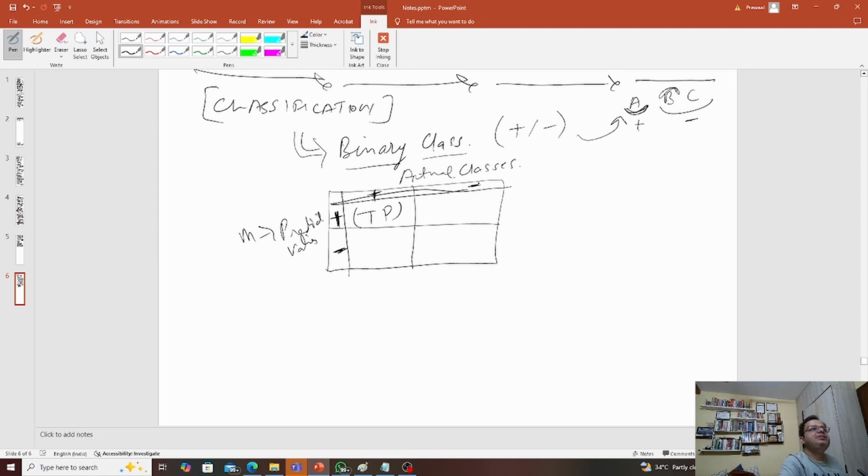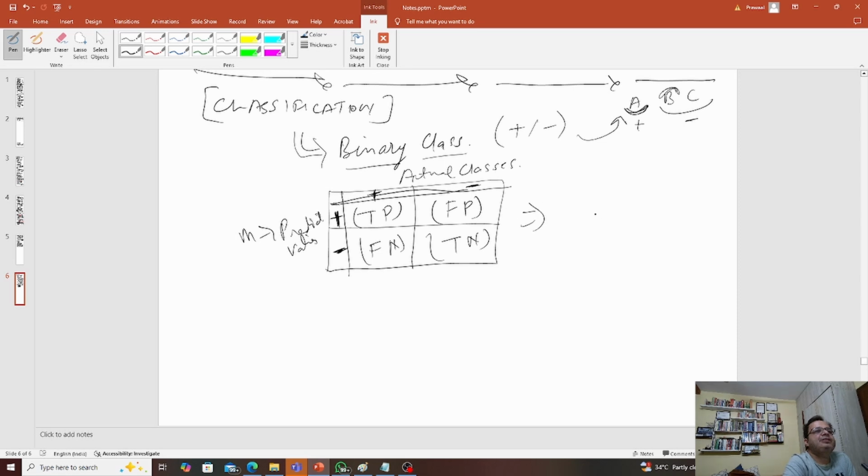Now let's suppose it is actually negative, but I am marking this as positive. So the model is saying it is positive, but actually it is a negative. So it is called a false positive, because though I'm saying it is positive, that's a false claim. If it is actually positive and I'm calling it negative, it's called a false negative. And if it is negative and it is also actually negative, it is called a true negative.